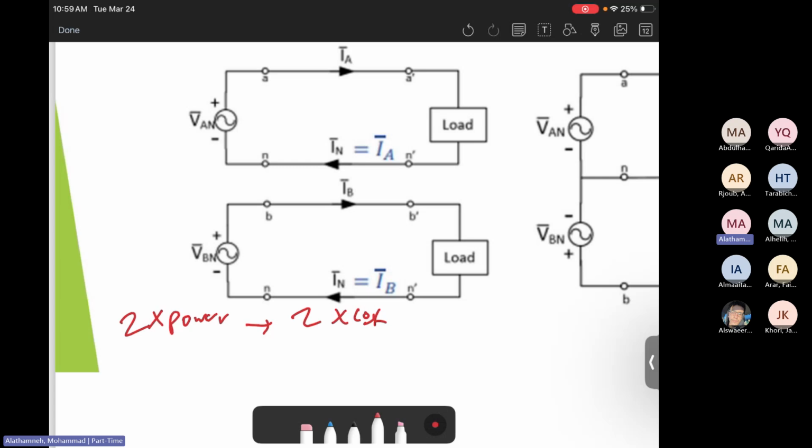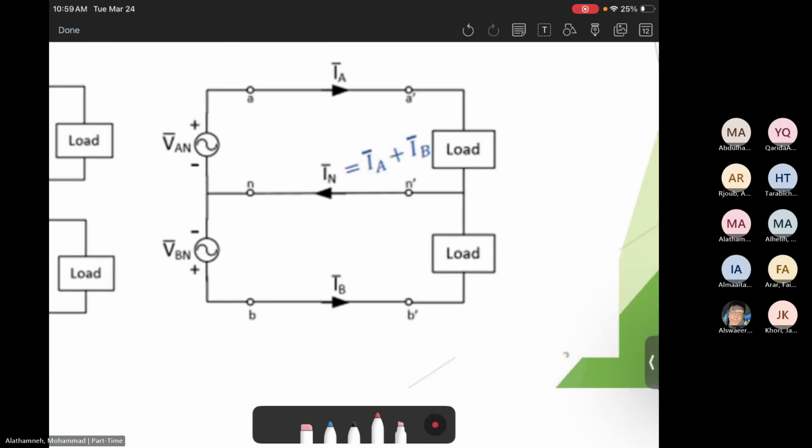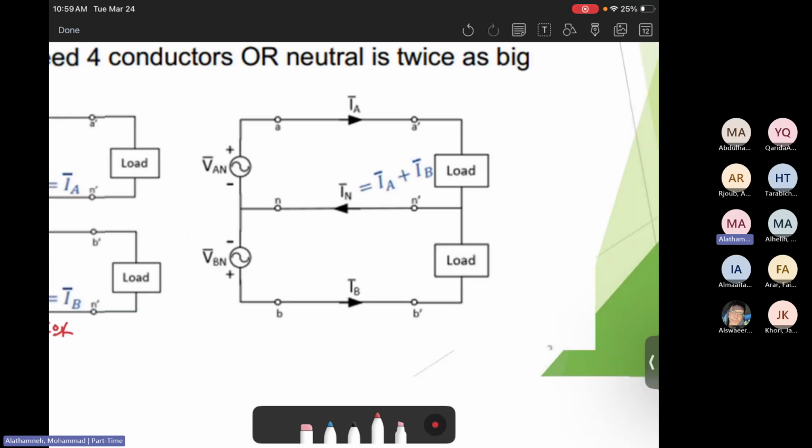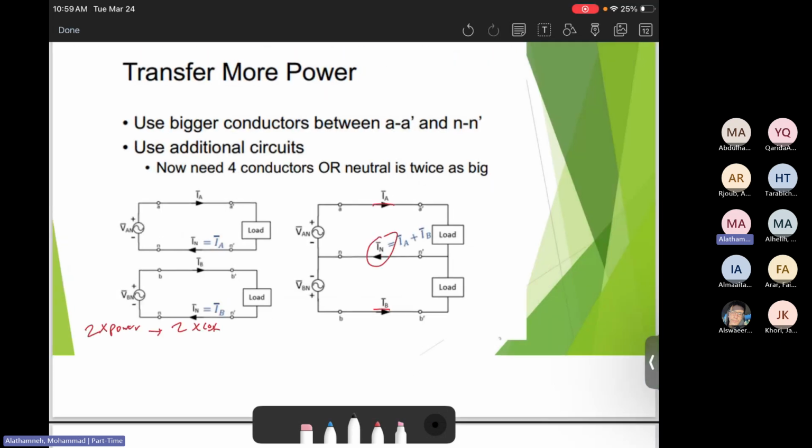Is there any scenario that makes it cheaper? The answer is yes, by making biphase. Biphase basically has 3 wires: phase A, B, and neutral. So in this one we are using only 3 wires. 2 times the power with single phase is 2 times the cost, which is 4 wires. But in this one, 2 times the power will give you 3 wires. In terms of the cost, it will be 1.5 times the cost, which is basically saving more money.